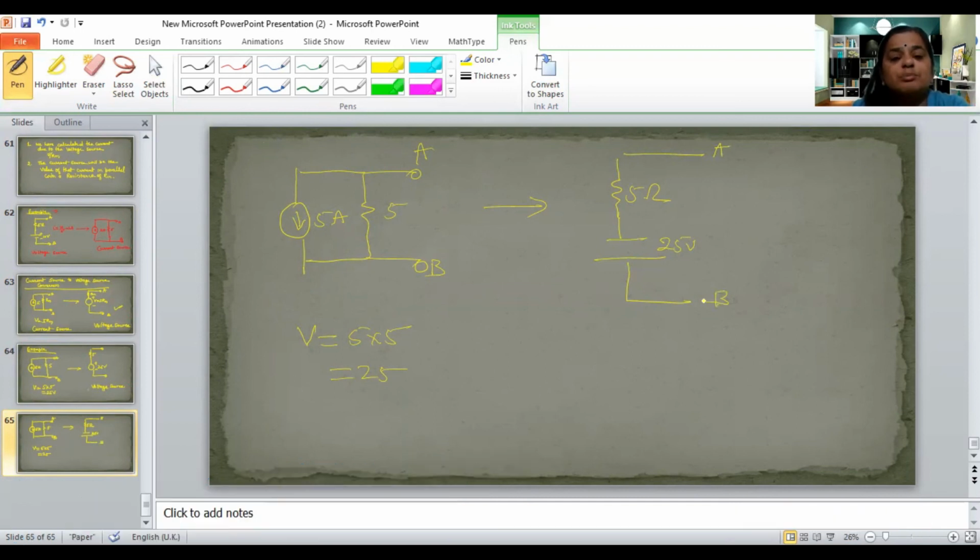So my dear friends, please take care of the polarity of a voltage source when you are converting from current source to voltage source. That means if you are converting a current source into a voltage source, then the polarity of the voltage source will be decided by the direction of the current source. Similarly, when you are converting a voltage source into a current source, then please mind it, whenever you are doing such kind of conversion, you have to take care of the polarity of the voltage source.